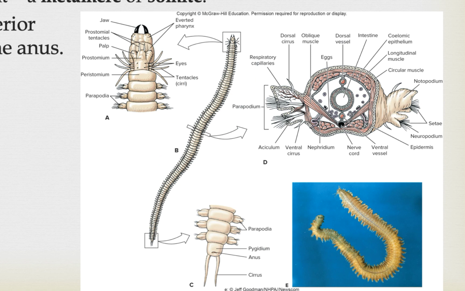That's why these are called the segmented worms. Each of these segments specifically is called a metamere or a somite. So that makes up the bulk of the body, but the very last segment, where we see the anus, is the segment that is called the pygidium.